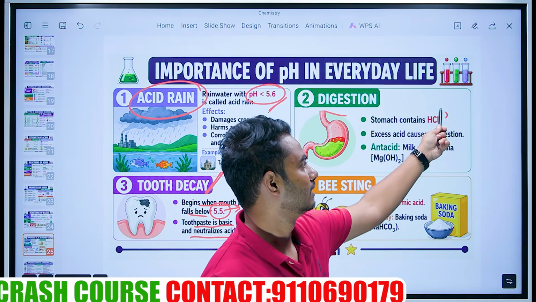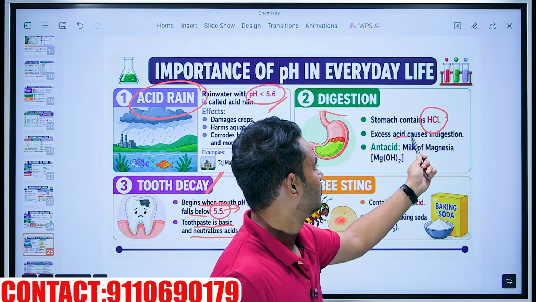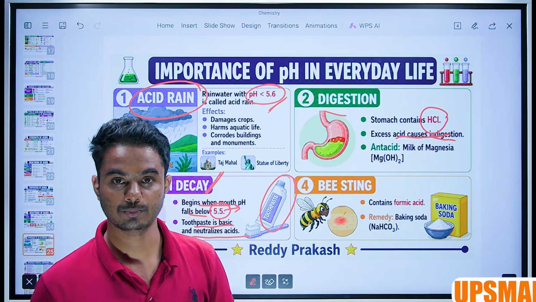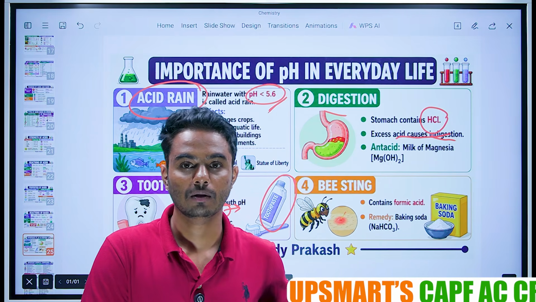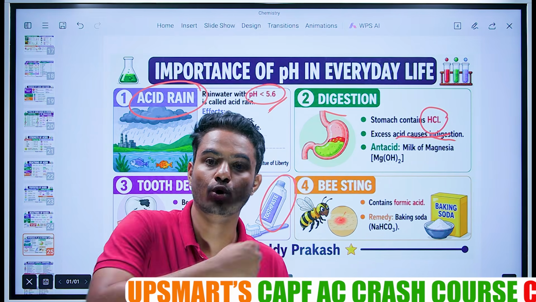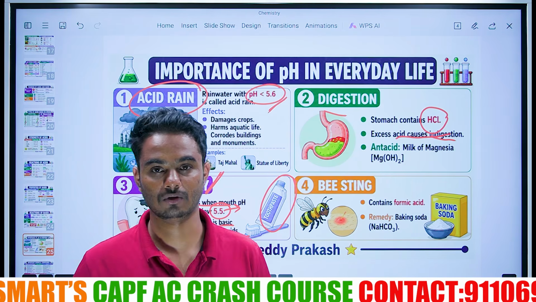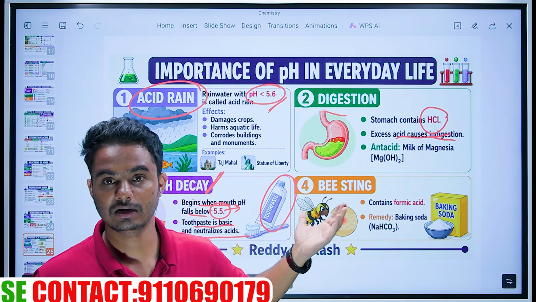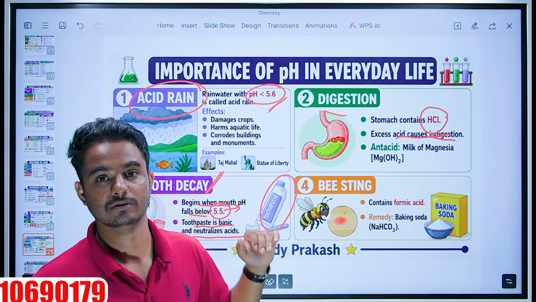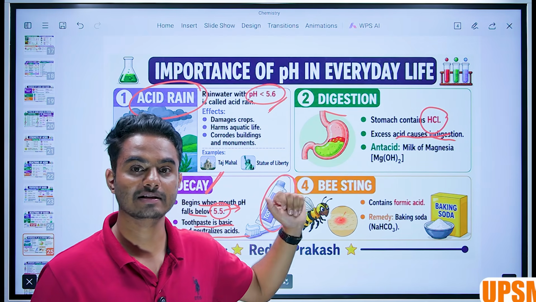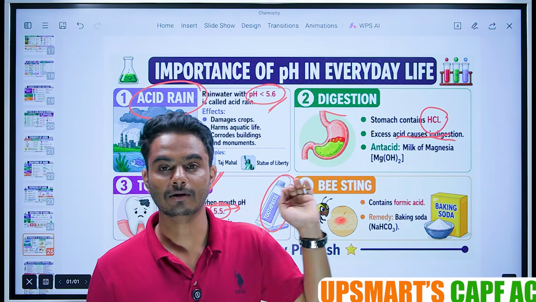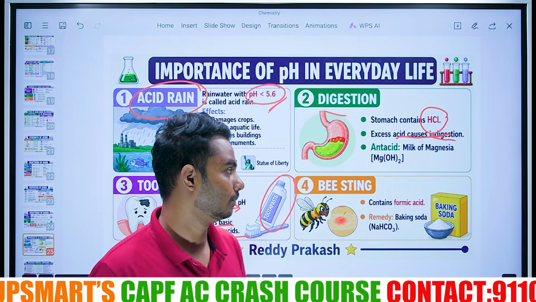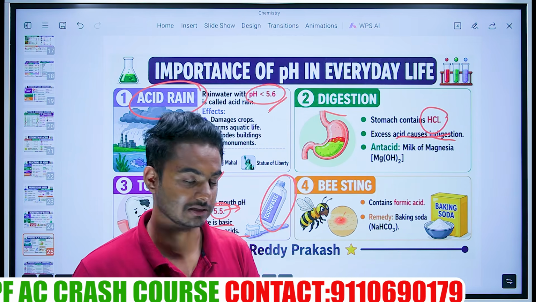Second thing, digestion. You know digestion, HCl. HCl is important to kill harmful bacteria. But if there is excess HCl, it will cause indigestion. It should be in a proper amount. And if the HCl is more, it causes gastritis. The solution is antacid. Antacid doesn't mean an acid obtained from ants. Antacid means opposite to the acids, that is, bases.